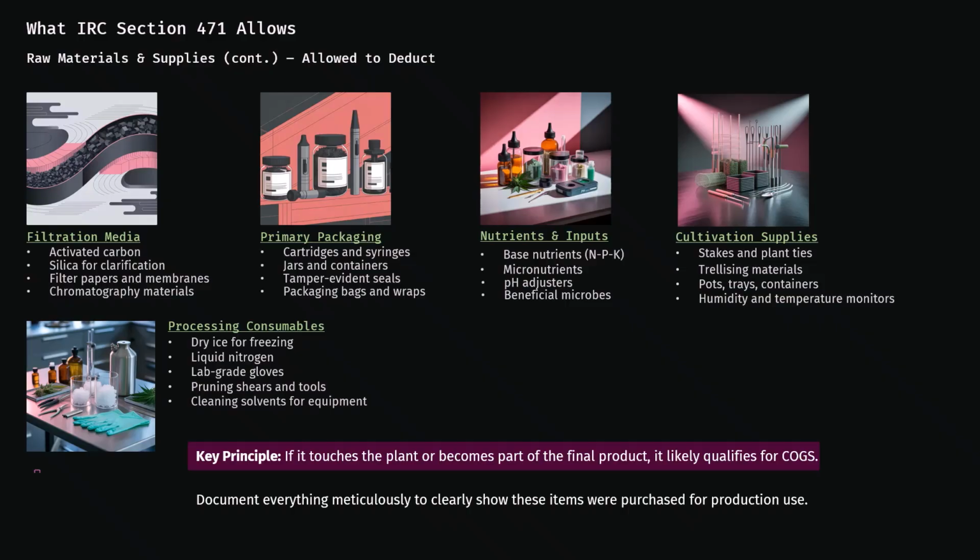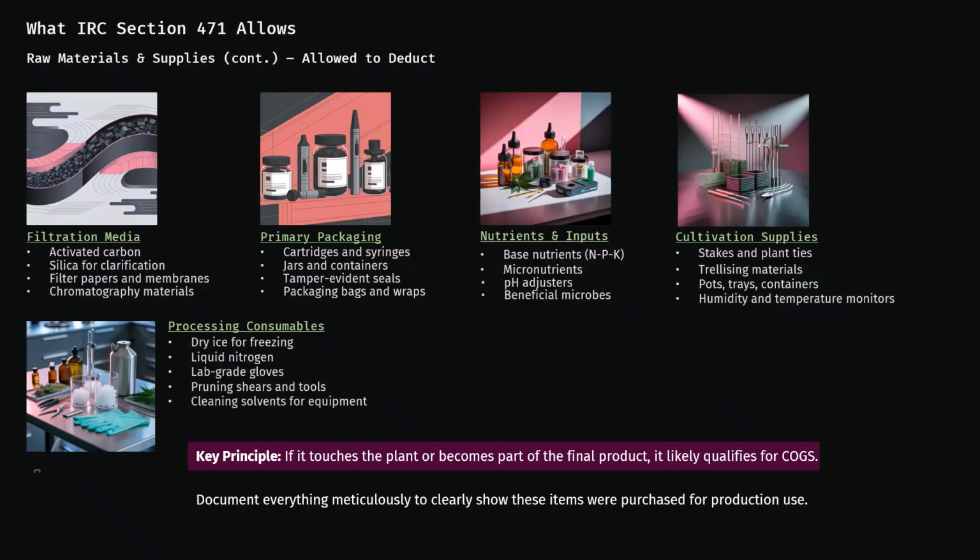Pots, trays, and containers. These house the plants during their life cycle. And you've got stakes and ties that are used to train or support the plant during growth. Gloves and pruning shears. Well, they seem minor. If they're single use or batch specific, they're consumable and part of production. You've got packaging wraps and bags. If they leave the facility with the product, they're part of the final deliverable and definitely COGS.